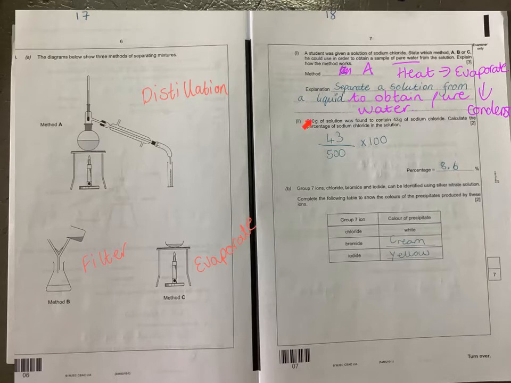500 grams of solution was found to contain 43 grams of sodium chloride. Calculate the percentage of sodium chloride found in the solution, so just a simple percentage. Should have given you 8.6.